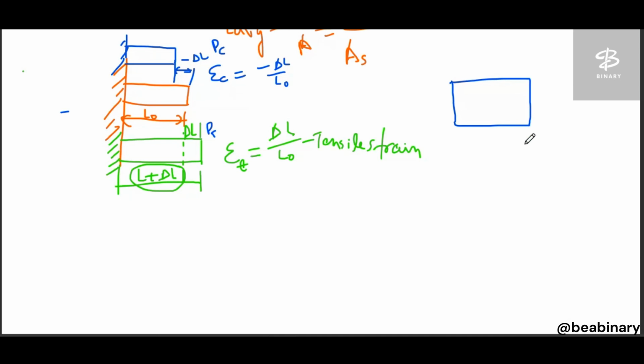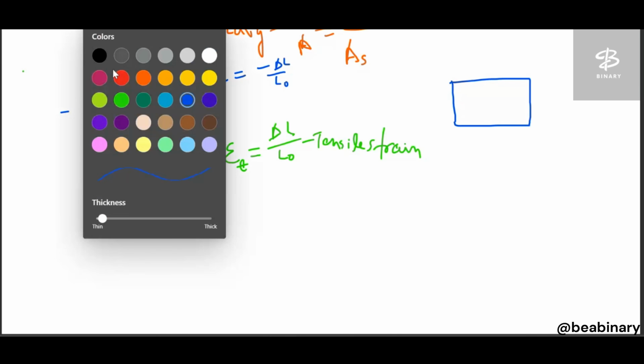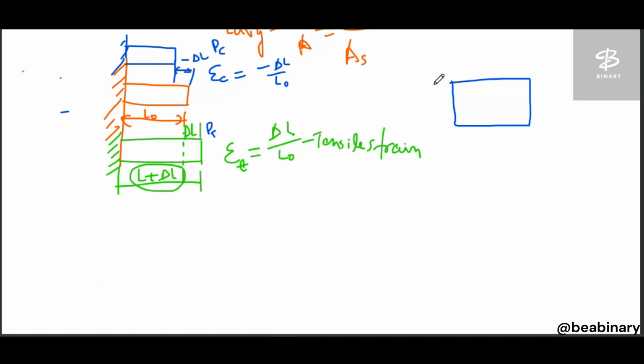So this is the original component. Now we apply the load here, force P. The load is applied here, and this is the length of the component. Suppose this is L, and this is also L. Suppose for our convenience it is L and L.